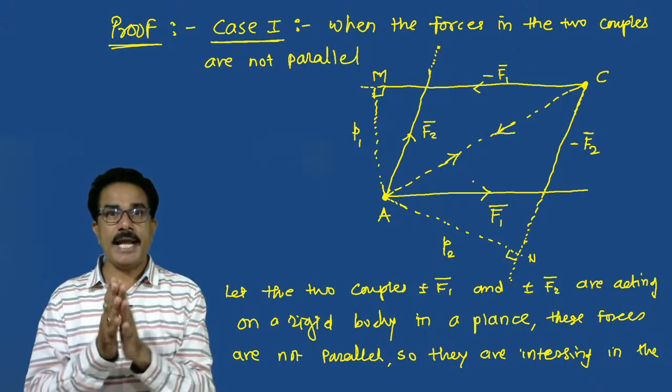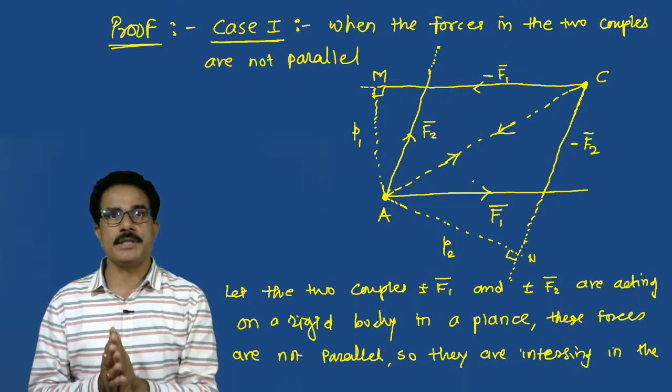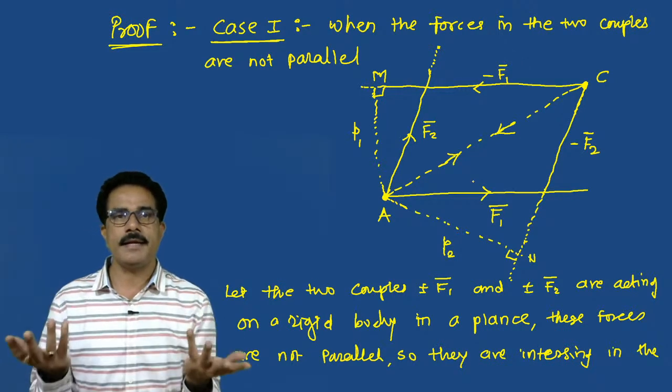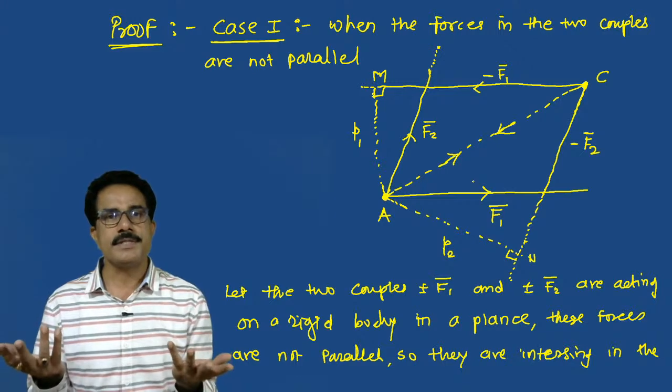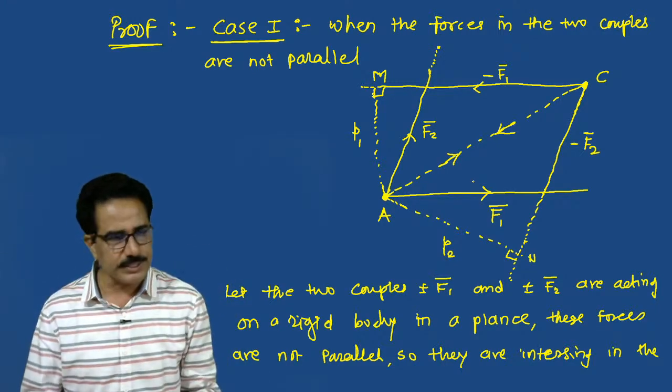AC and CA are equal vectors but directions are opposite. अगर इक्वल वेक्टर होते, डायरेक्शन अपोजिट होते, then the resultant is zero, means AC plus CA is equal to 0. That means balance each other.